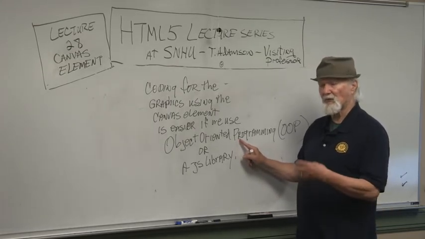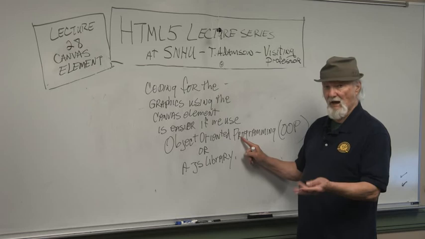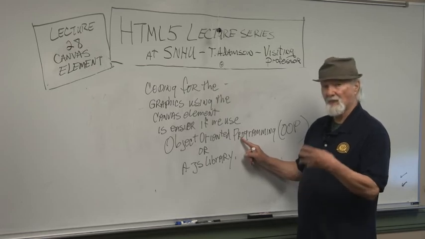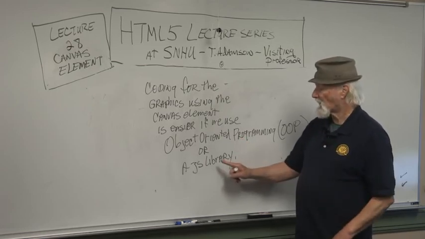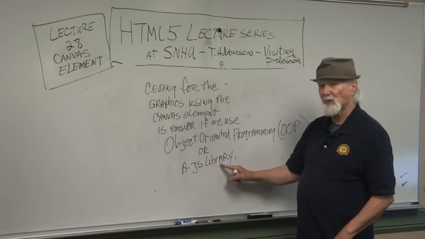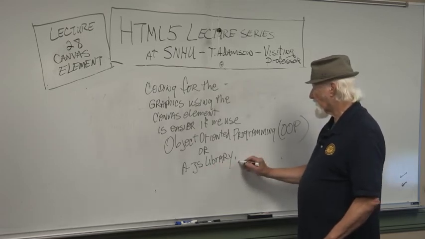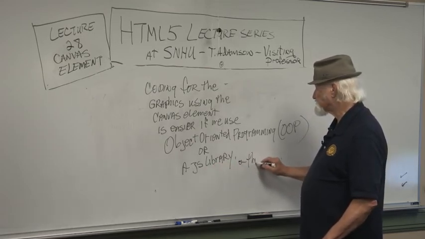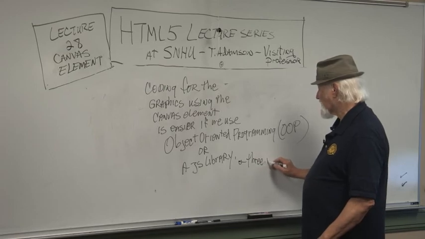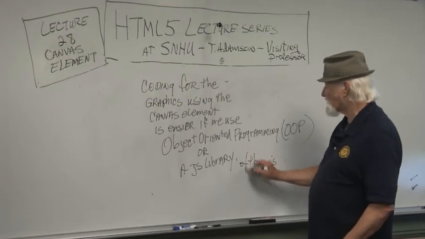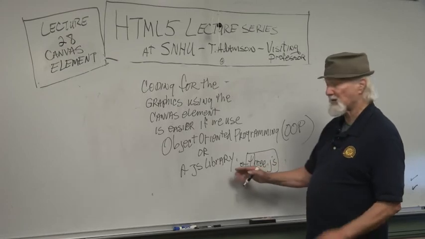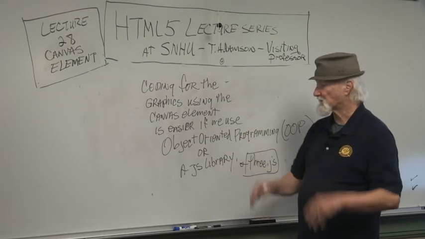I'll show you how to do object-oriented programming in JavaScript. And then, to wrap up our series, we are going to use a JavaScript library that uses a canvas element, called three.js. And we mentioned this before. This was the one that was developed by MIT for doing really cool three-dimensional stuff.